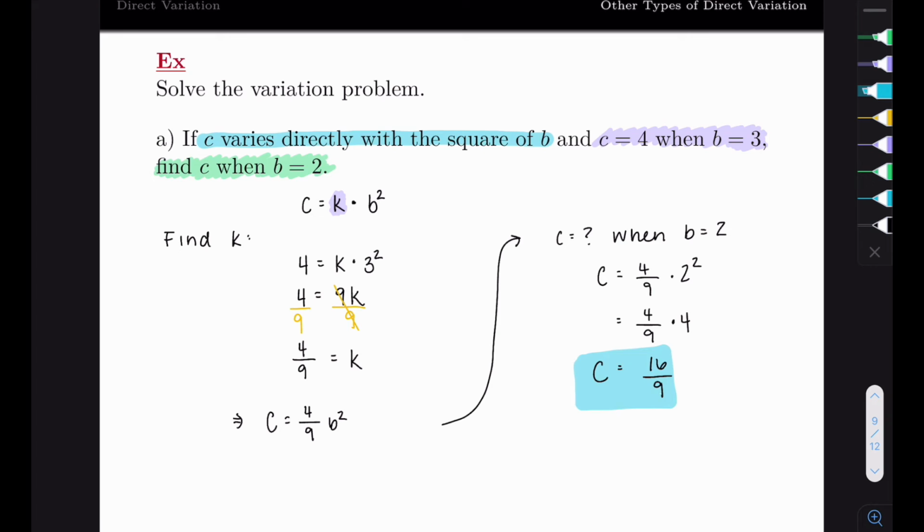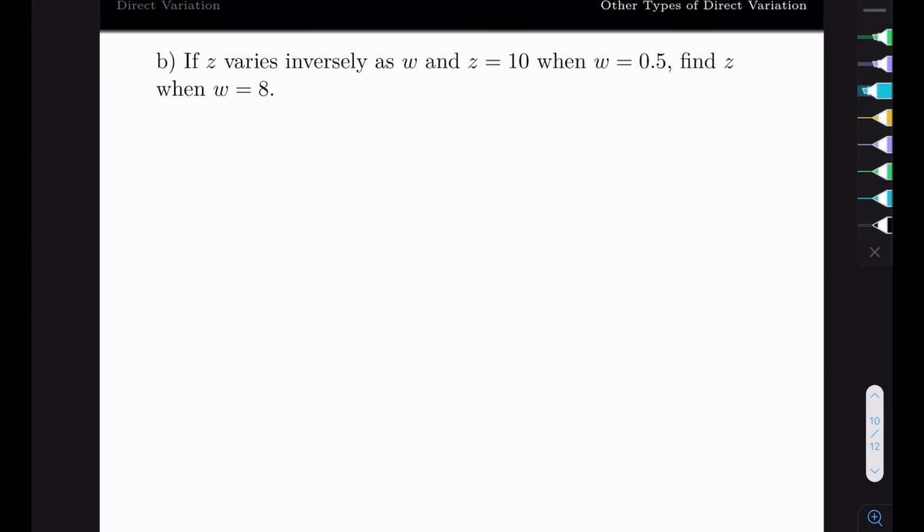So again, really every single problem is going to follow the same kind of approach. You set up the equation, you find your value of K using the piece of information. Now that you have your full equation, go ahead and find that last missing piece.